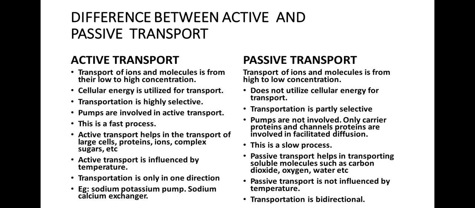are the examples. But in the case of passive transport, transport of ions and molecules is from high to lower concentration, and does not utilize cellular energy for transport. Transportation is partly selective. Pumps are not involved. Carrier proteins and channel proteins are involved in facilitated diffusion. This is a slow process. Passive transport helps in transporting soluble molecules such as carbon dioxide, oxygen, water, etc. Passive transport is not influenced by temperature, but transportation is bidirectional.